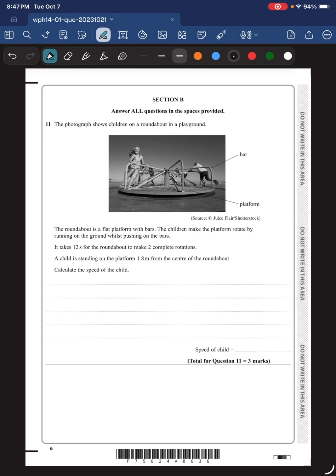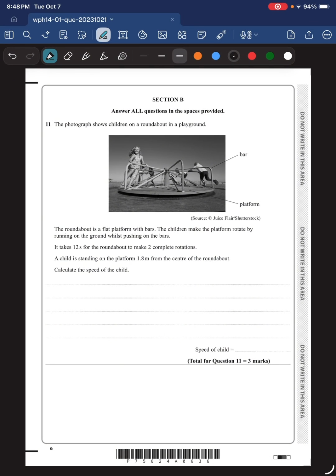The photograph shows children on a roundabout in a playground. I used to love this when I was a kid. I used to run like a crazy person, spinning that thing, and then I was jumping on it while it was still spinning, and I was holding as hard as I could on the bar there, and I don't know, I was a crazy kid.